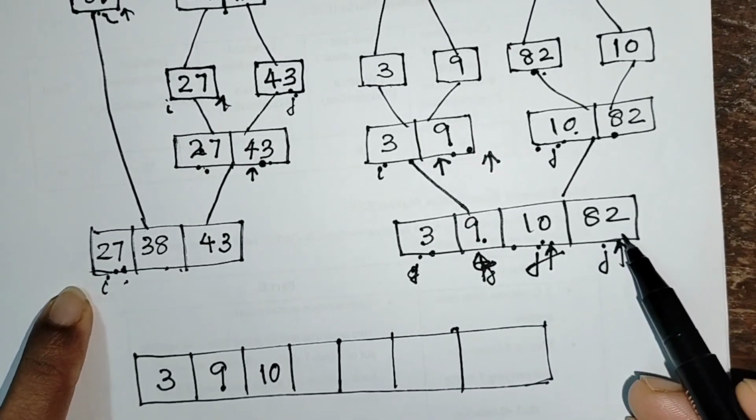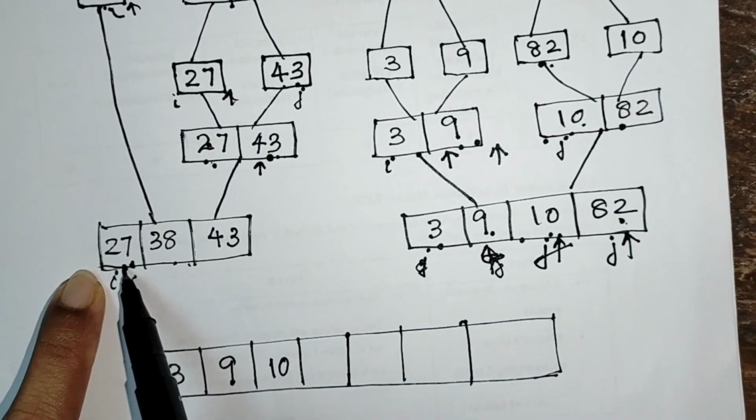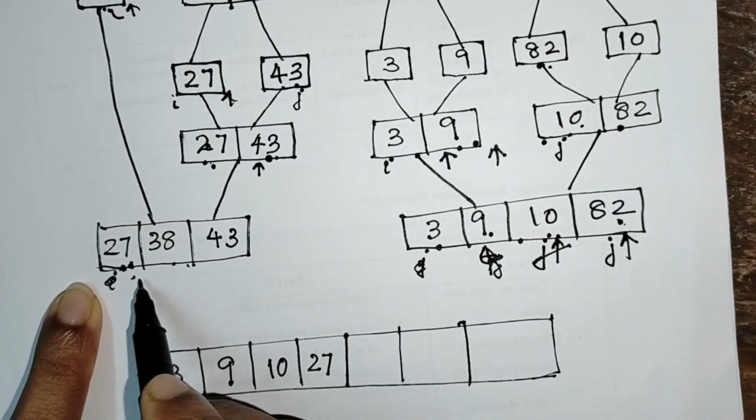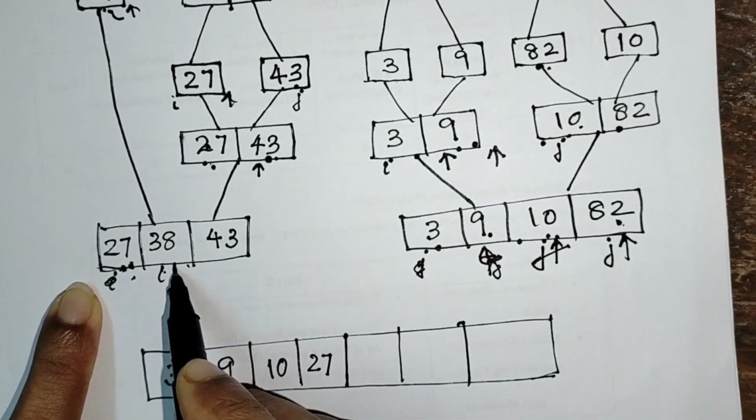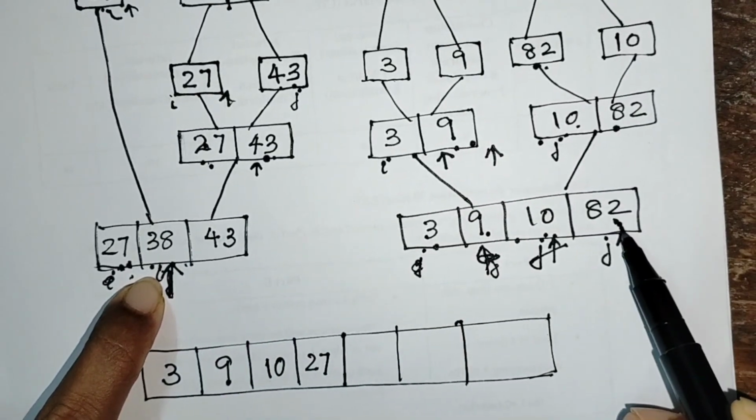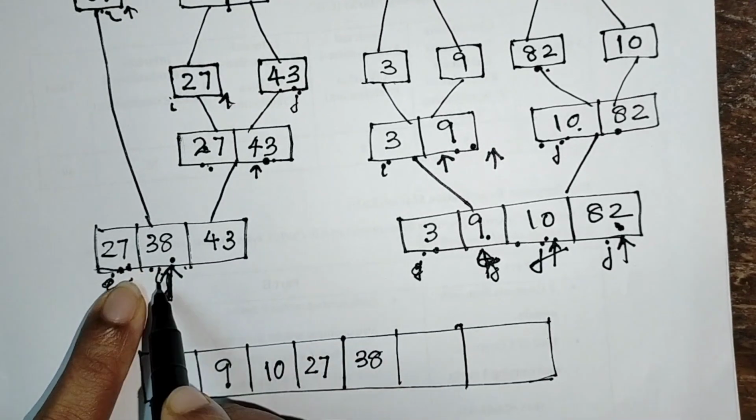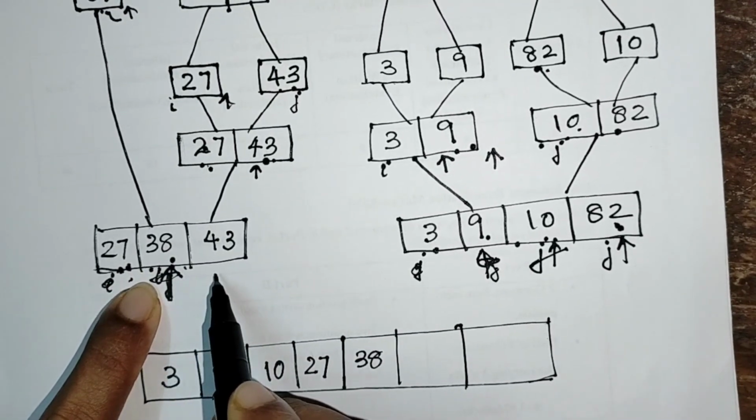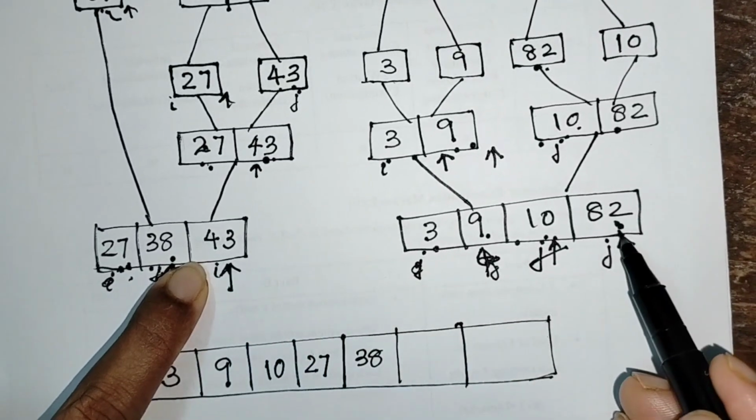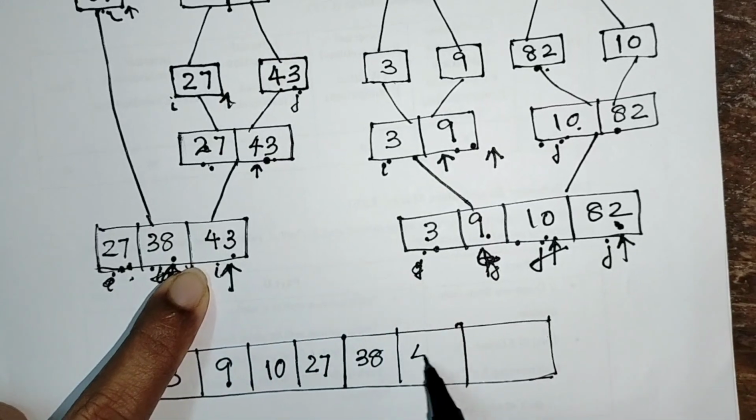Now we compare 27 and 82. Now 27 is the lesser element, so we write 27 over here. Now we are going to increment i to the next position. Now we compare 38 and 82. Here 38 is the lesser element. We write 38 over here. Again increment i to the next position. Now we compare 43 and 82. Here 43 is the lesser element, so we write 43 over here.